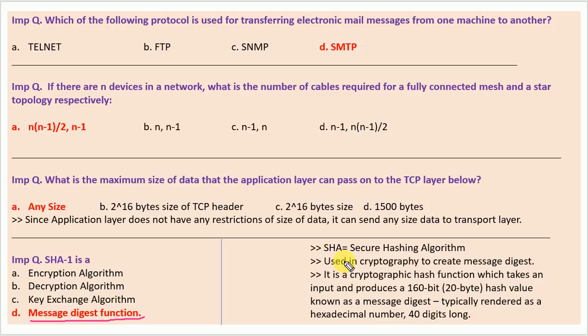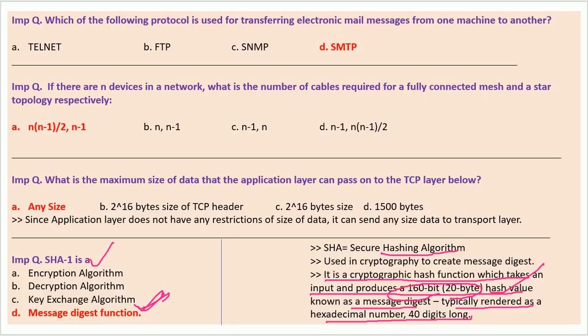Now understand what SHA is and the important points related to it. SHA is a secure hashing algorithm, used in cryptography to create a message digest, which we have already seen. It is a cryptographic hash function which takes an input and produces a 160-bit or 20-byte hash value known as a message digest, typically rendered as a hexadecimal number 40 digits long. So now I think you have an idea what SHA is: secure hashing algorithm. It is just used to create the message digest, and the message digest is a 20-byte, 160-bit hash value.